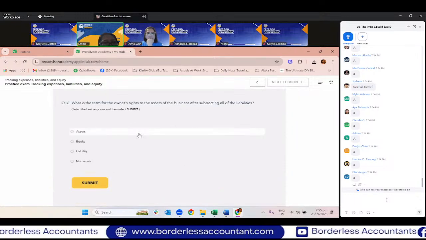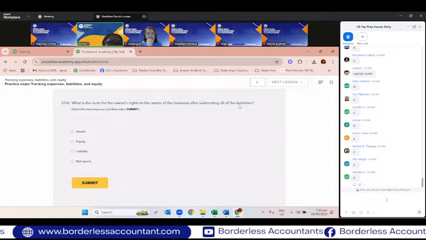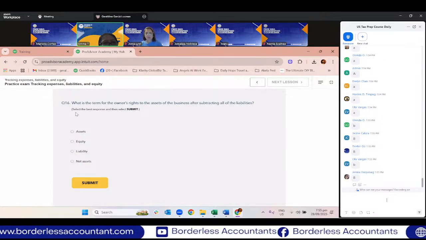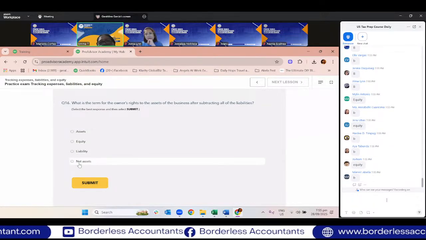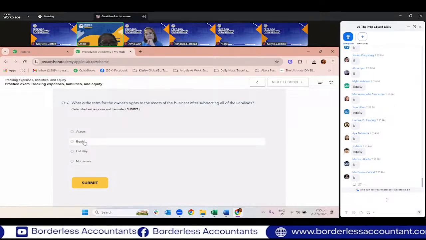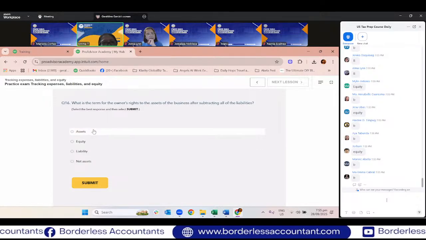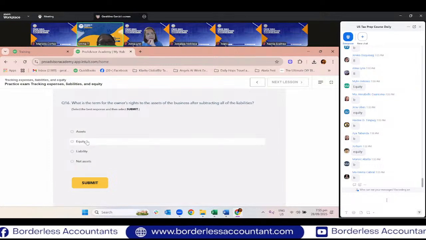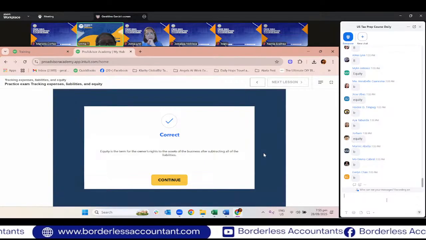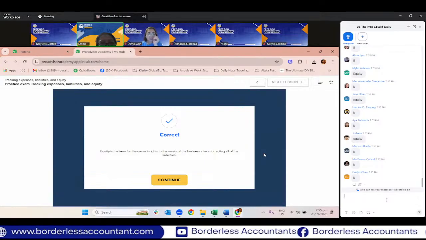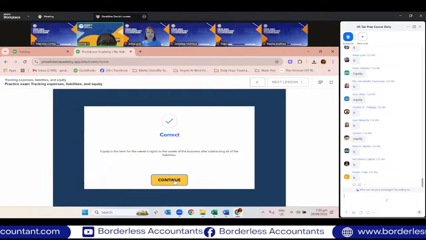So question number 16. What is the term for the owner's rights to the assets of the business after deducting all of the liabilities? A, assets, B, equity, C, liability, D, net assets. The best answer is letter B, equity. Let's submit. Are we good on that? Okay. Correct. Equity is the term for the owner's rights to the assets of the business after subtracting all the liabilities. Let's continue, gang. Thank you.